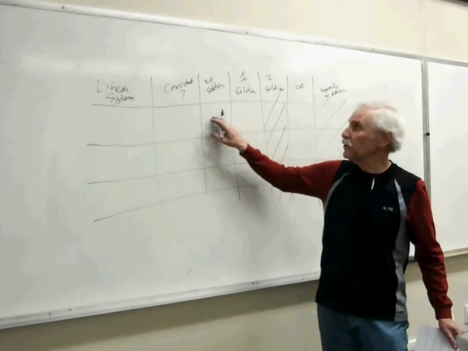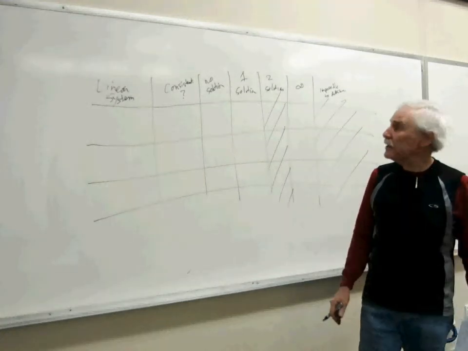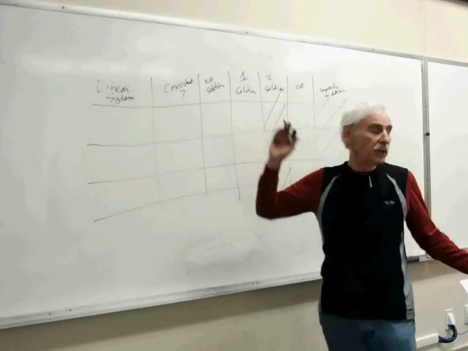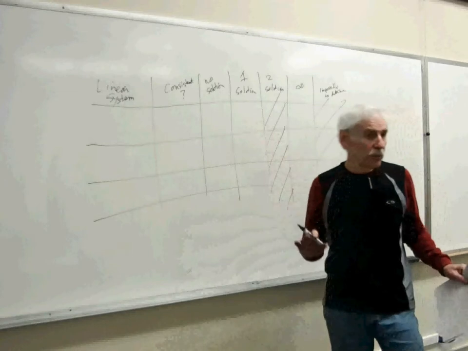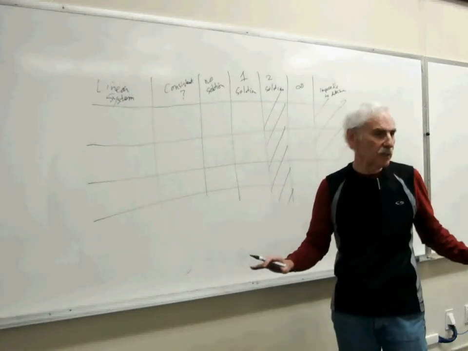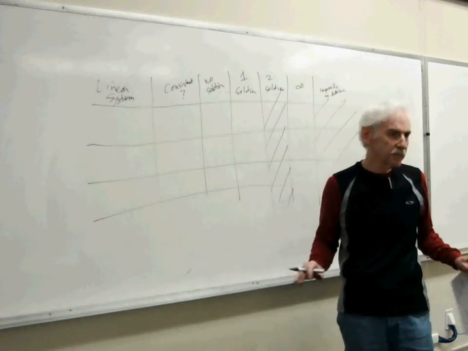And consistency and no solution kind of go together. If there's no solution, the system is inconsistent. And if there is a solution, whether it's one or infinite, then the system is consistent. So again, if there's no solution to your system of linear equations, it's inconsistent. Otherwise, it's consistent. Okay.